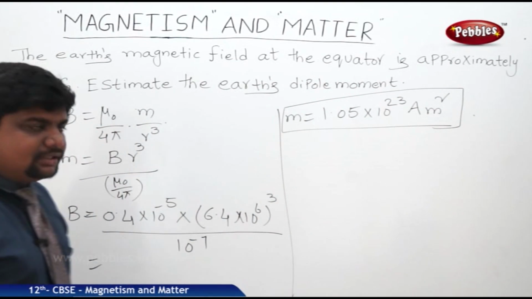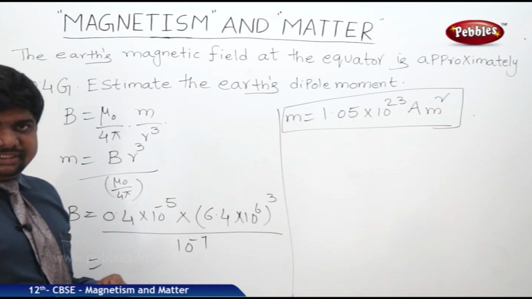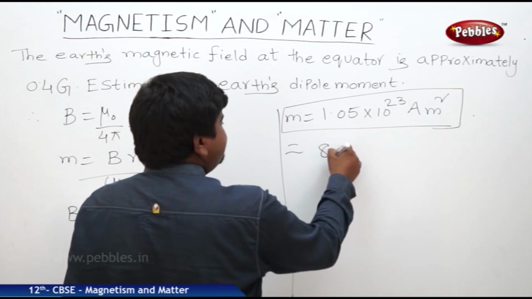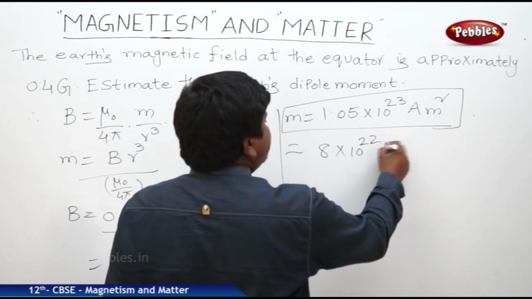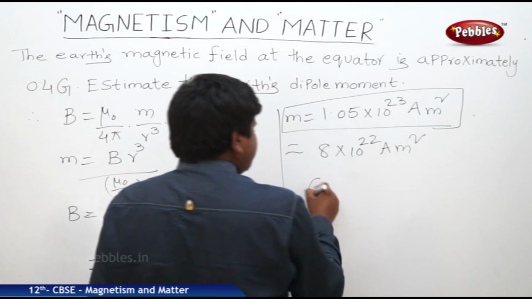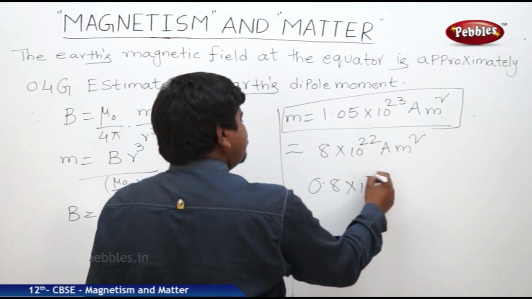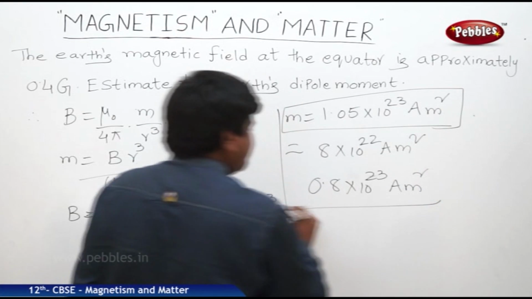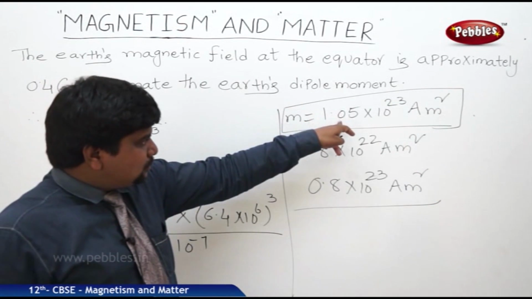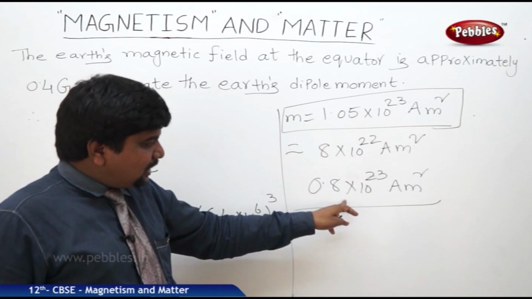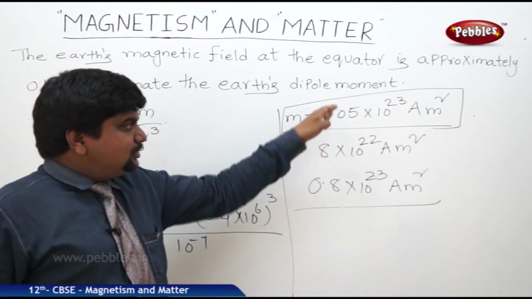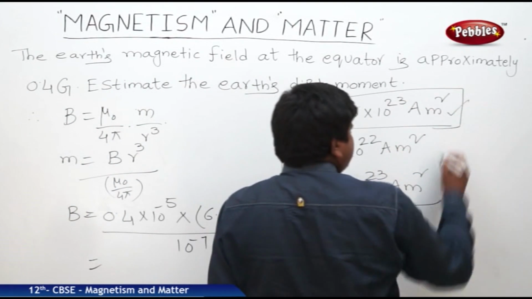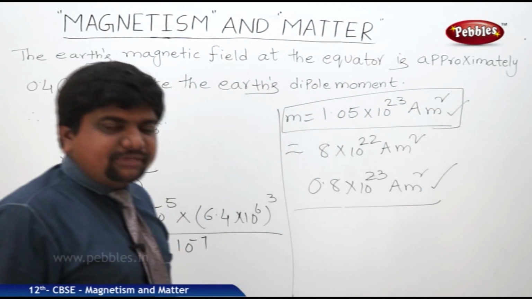So like this is the Earth's dipole moment. This value is close to 8 into 10 to the power of 22 ampere meter square, that means 0.8 into 10 to the power of 23 ampere meter square as the order. So this value which we got in the problem is close to the actual value of the Earth's dipole moment. That's why these values will exist in geomagnetism.